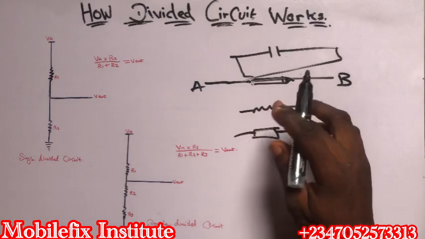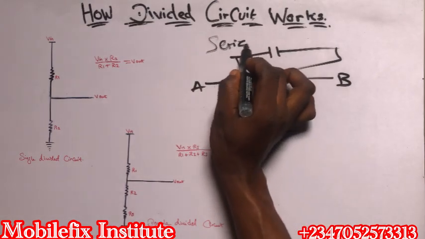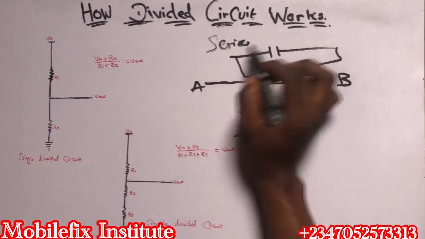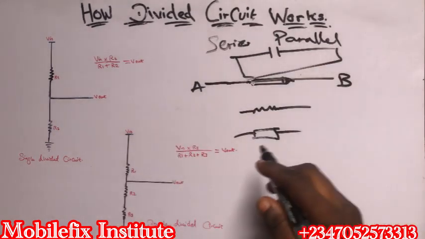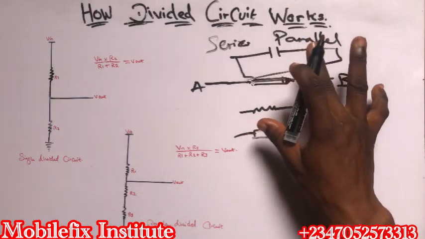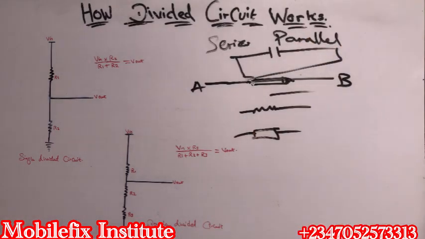Now, there's also what we call parallel connection. The first one was series connection, then this other one is parallel connection. What is parallel connection? For example, in a phone, we have two lines. Let's call it positive. Excuse me.